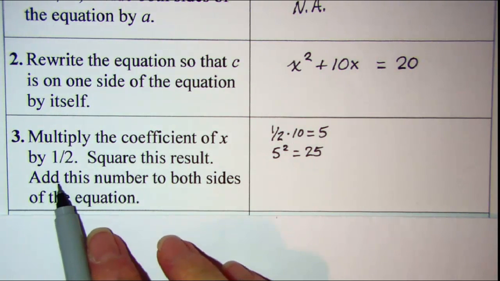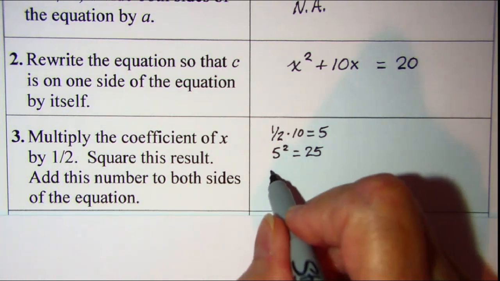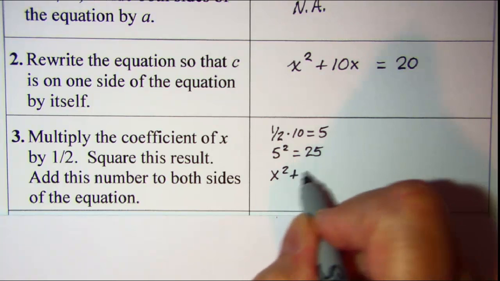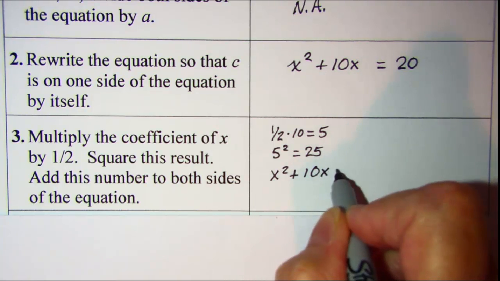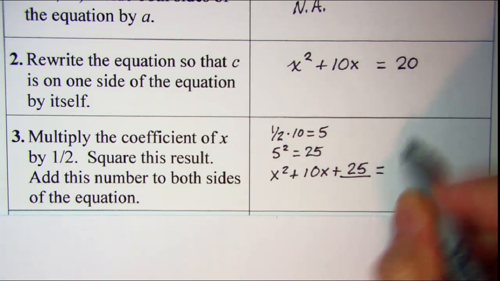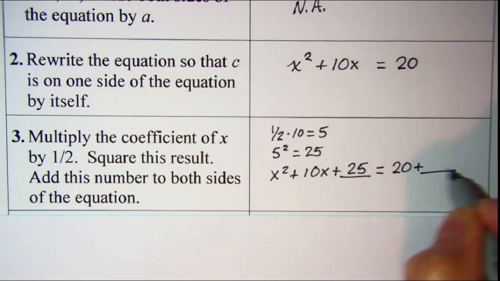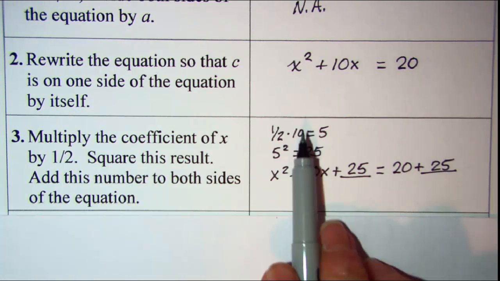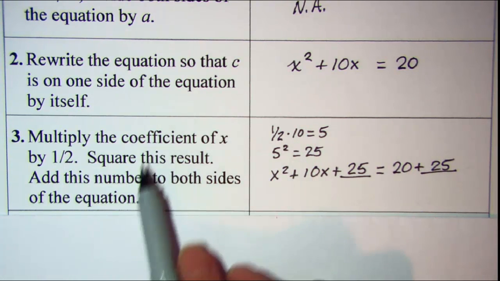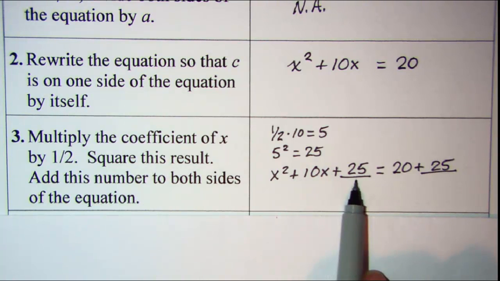And then I want to add this number to both sides of the equation. So I have x squared plus 10x plus 25. And then on the right side I have 20 plus 25. I call this step the half it squared added step. And you need this so that you can have a perfect square trinomial on the left side.